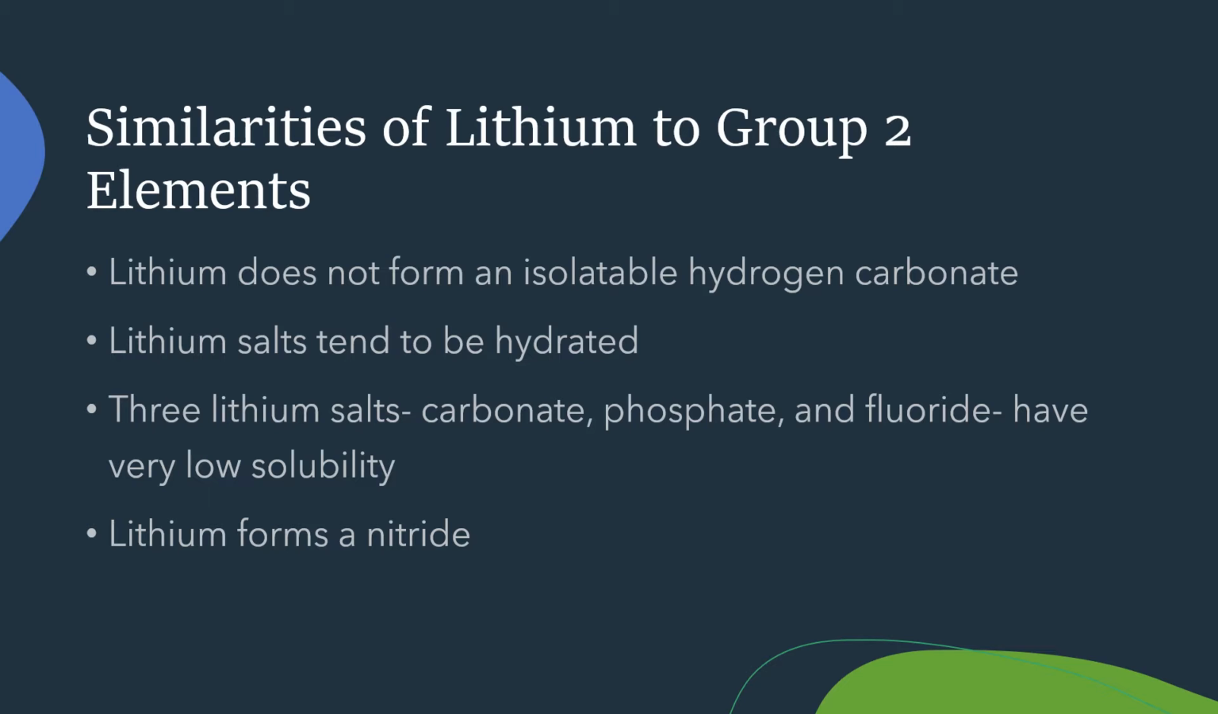Three lithium salts, carbonate, phosphate, and fluoride, have very low solubility, unlike the salts of the other group 1 metals. These anions form insoluble salts with the group 2 metals, and lithium is the only group 1 metal to form nitride. The group 2 metals all form nitride. So all four of these properties can be attributed to the significant difference in ionic radius between the large typical group 1 metals and the significantly smaller lithium ions.